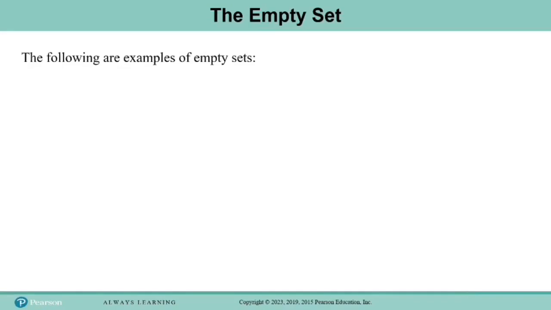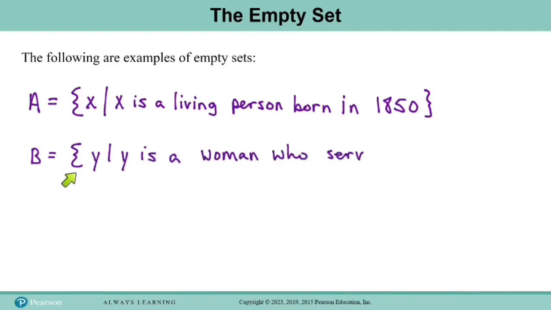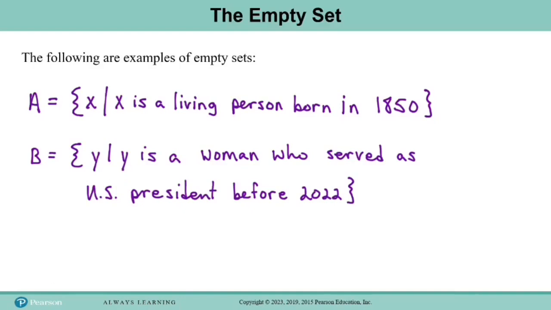Now here are some examples of empty sets. So if we say that the set A is the set of all elements x such that x is a living person born in 1850, well, there are no people who fit that description. There are no people currently living who were born in 1850. So set A would be empty. Or if we say that the set B is the set of all elements y such that y is a woman who served as U.S.